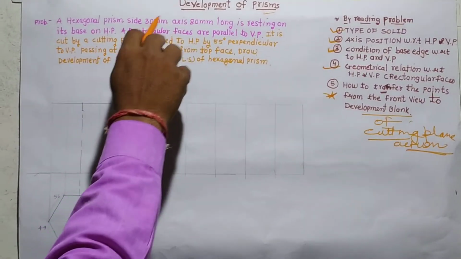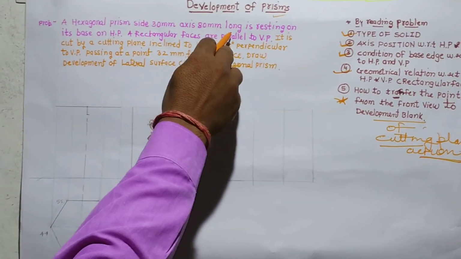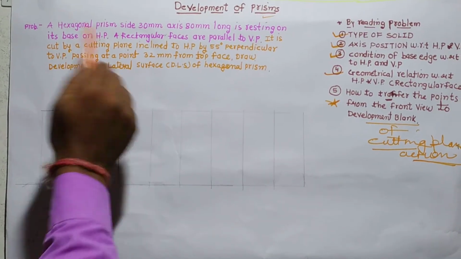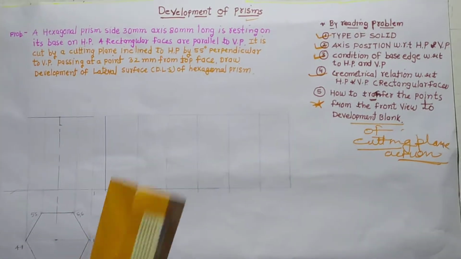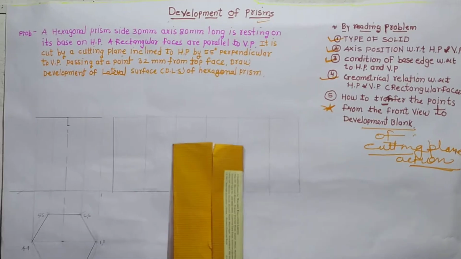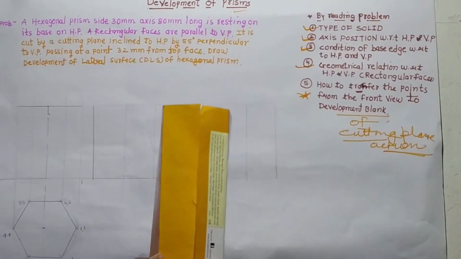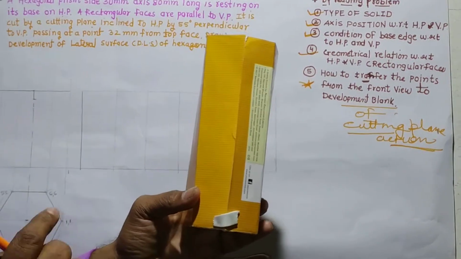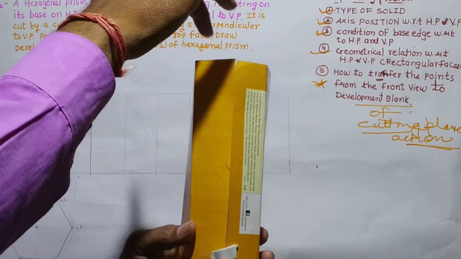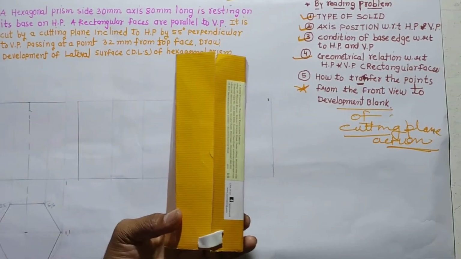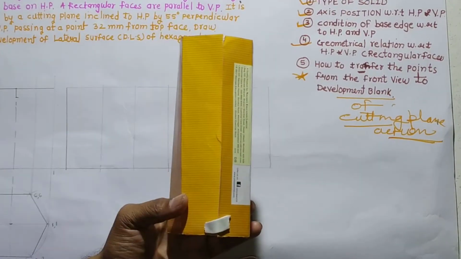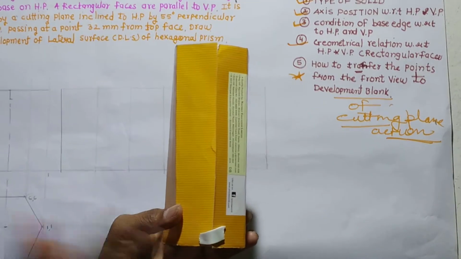Now here I have read the problem. A hexagonal prism, side of base 30 mm, axis 80 mm long, is resting on its base on HP. Now it is resting on HP. So its axis, this is the horizontal plane, my palm is the horizontal plane. The axis, the line joining top face center and bottom face center, that is OP, is perpendicular to HP.